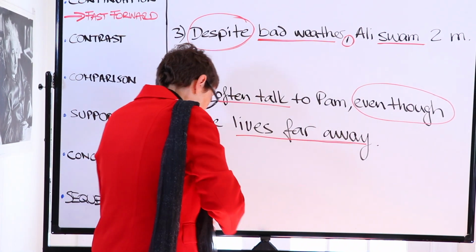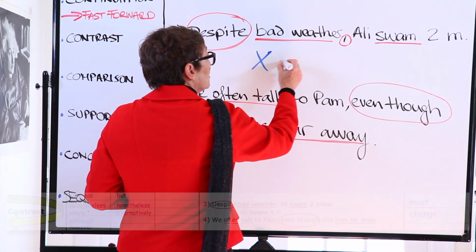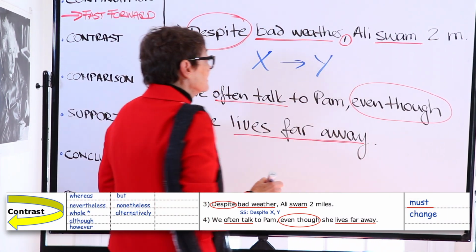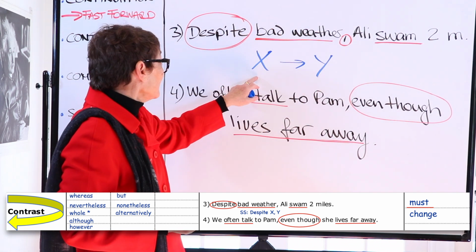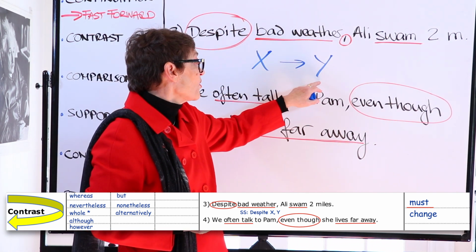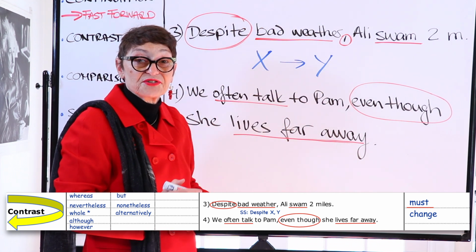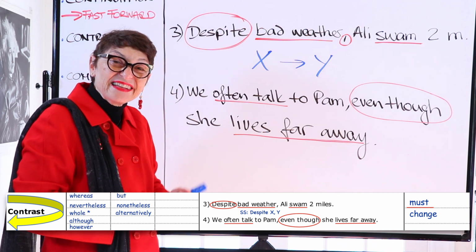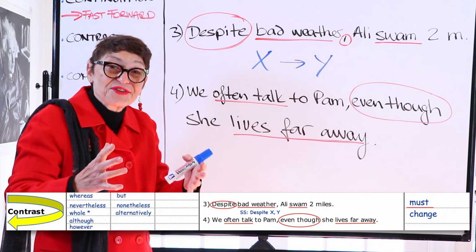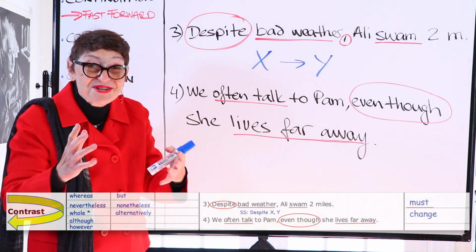Well, we go from, let's make this blue again, we go from X now to Y. So despite X, comma, Y. X, comma, even though Y. So here we have a clear contrast between X and Y. Again, you see, this is almost like mathematical. It's very logical. This is where language is really, really beautifully logical.